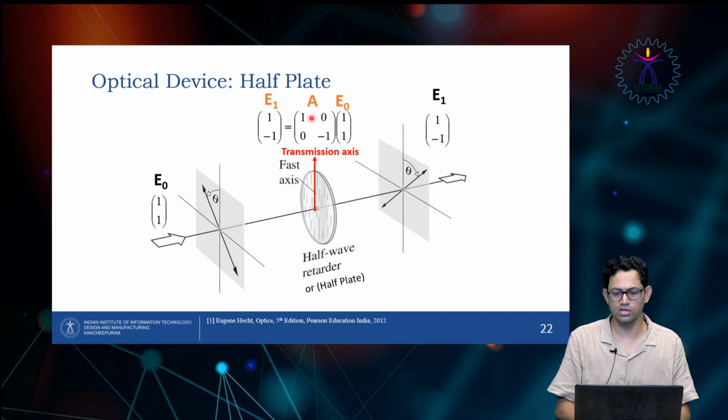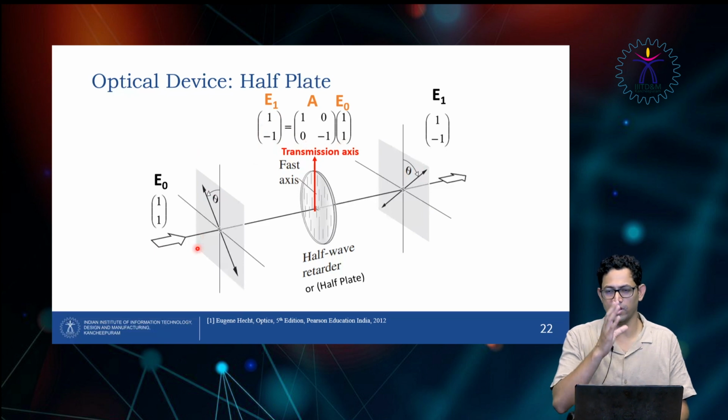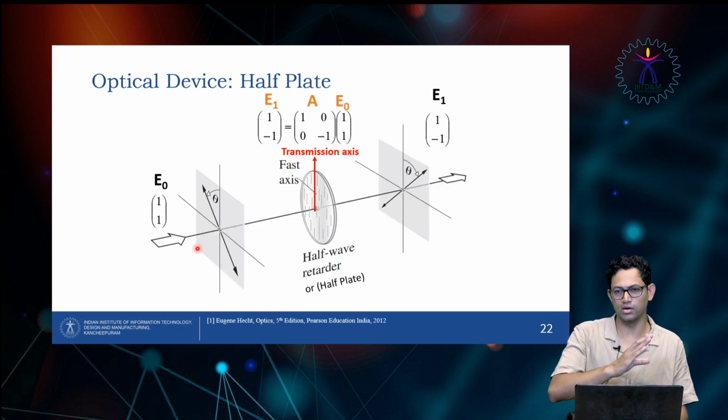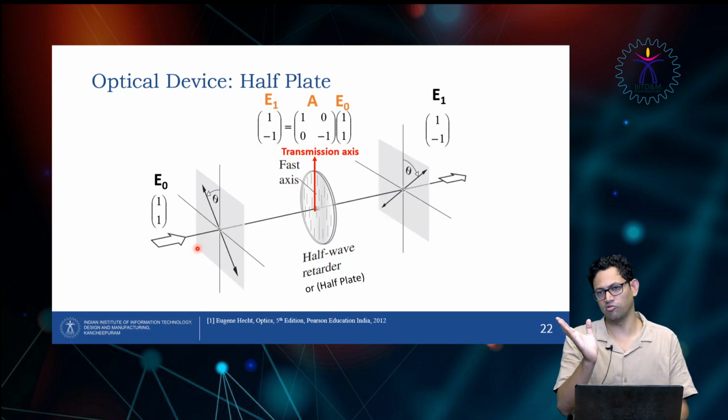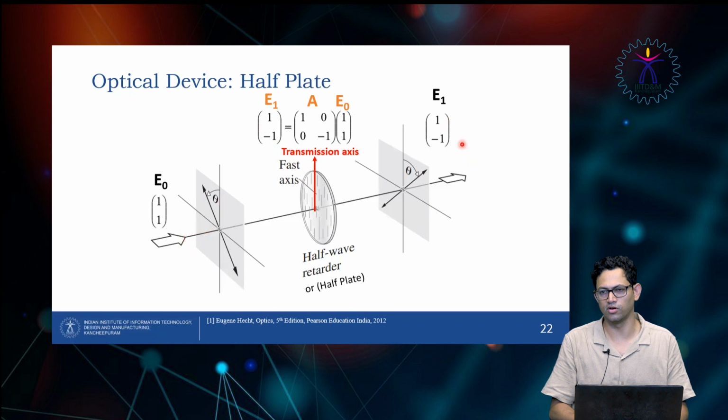Okay, so if you see, this is the matrix. My input is 1 1, and I apply a matrix of 1 0 0 minus 1, then I get 1 minus 1. So this is the half plate with which we can take light polarized at positive 45 degrees and convert it into a polarization state at minus 45 degrees.